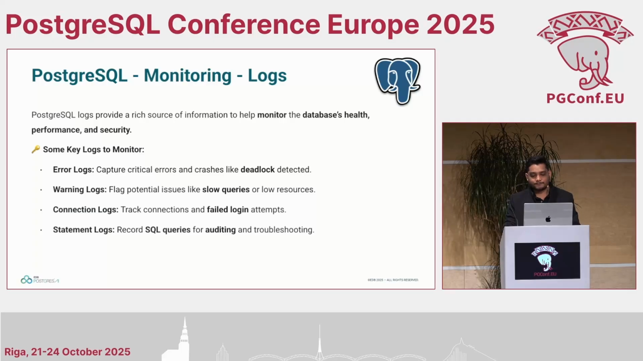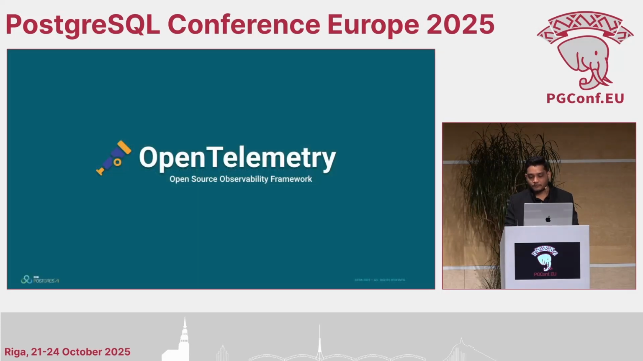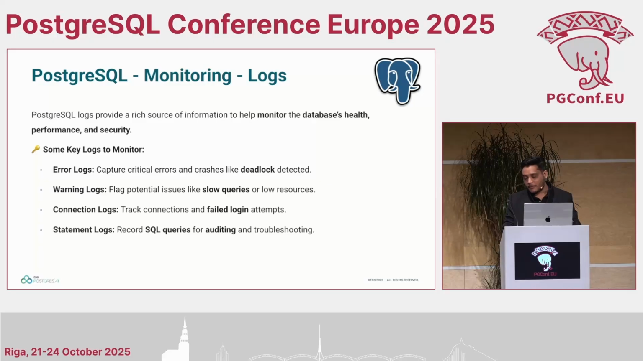Next is logs. For the logs, as you know, Postgres has the option to monitor different kinds of logs, like the error logs, warning logs, connection logs, or the statement logs. If I go into detail, for the error logs, we can check for deadlocks. In case of warning logs, we can check for slow queries. For the connection logs, we can track connections and failed login attempts, in case we need some audit or compliance. And for the statement logs, we can use extensions like pgAudit and others to get the queries for auditing. So this was how we can monitor Postgres.